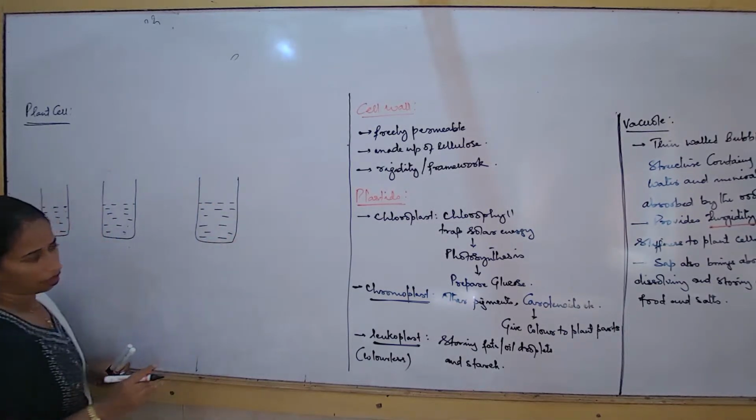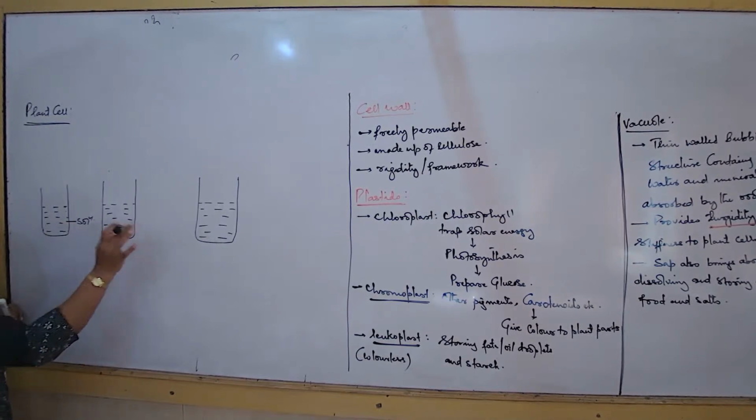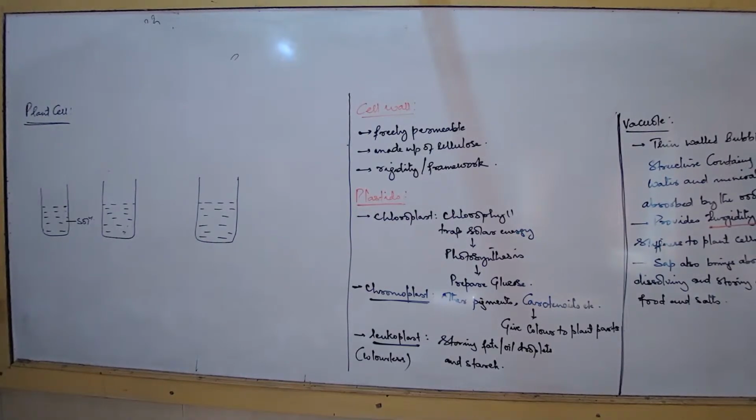Solution meaning this solution must be a solution of water and sugar, maybe. When I say solution, I mean something is mixed with water. So there are 3 beakers taken, and in each of the beakers there is a particular solution. We don't know what the solution is, and we are asked to take some cells inside. I'm just drawing one for representation, but we have to understand that there are many cells like this.